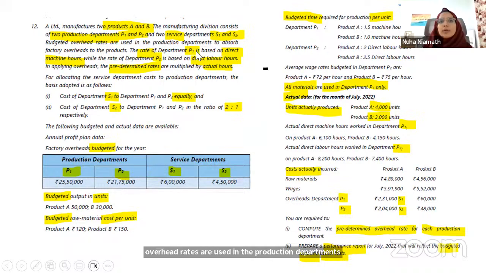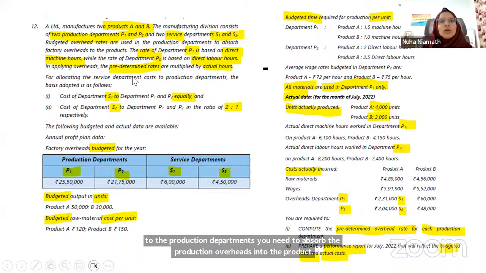The rate of the department P1 is based on direct machine hours, while the rate of the department P2 is based on the direct labor hours. In applying overheads, the predetermined rates are multiplied by the actual hours. So this is normal. They have given us the information of how to calculate the predetermined rate. Once you have allocated the service cost to the production departments, you need to absorb the production overheads into the product. So this is the rate at which we will absorb it.